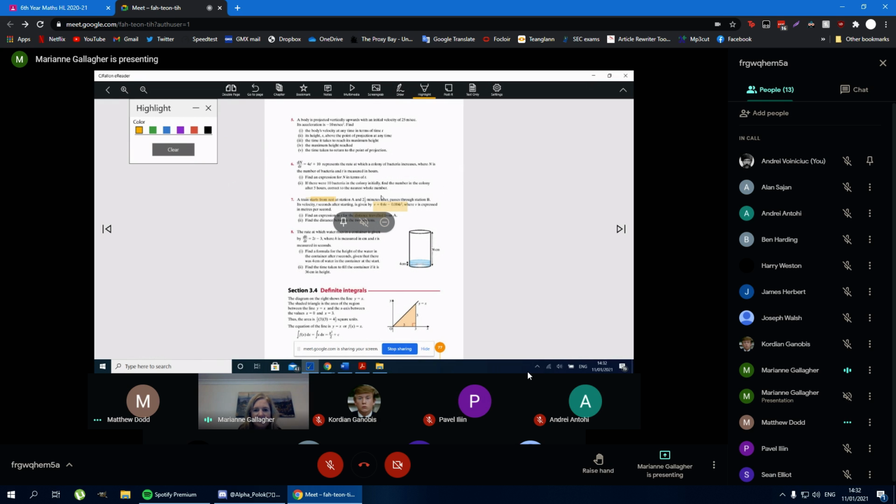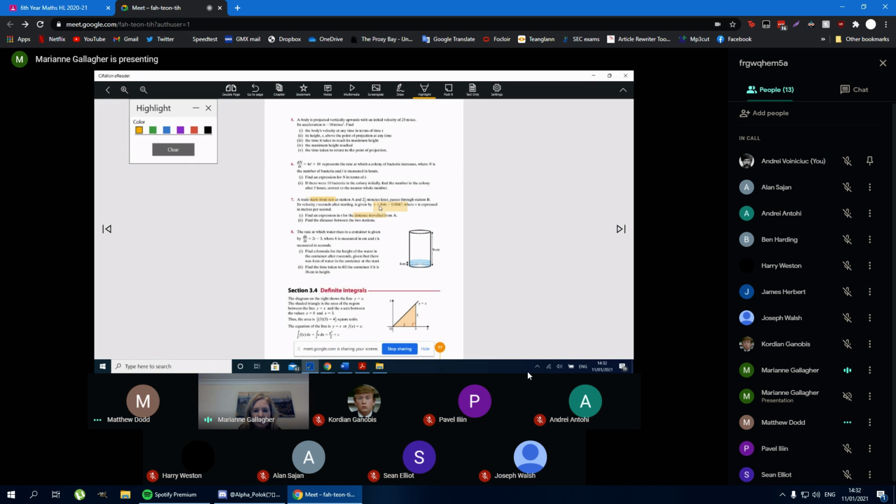So find an expression for the distance. And we know distance is the integral of velocity. So you want to integrate that and then find the distance between the two stations. Well, the distance of station A will be 0 and B. So do you want me to go through it? Or do you think you can manage it? Could you go through it, please?